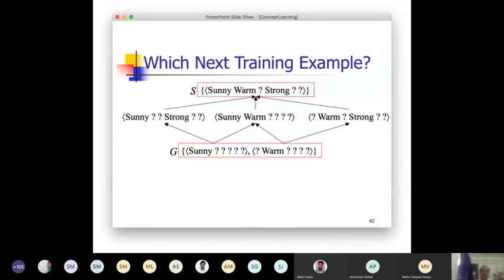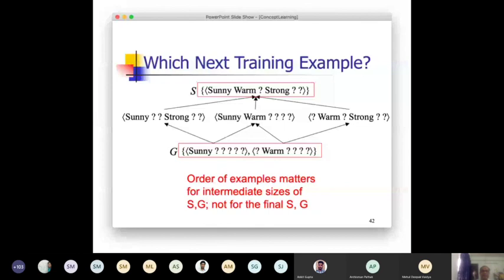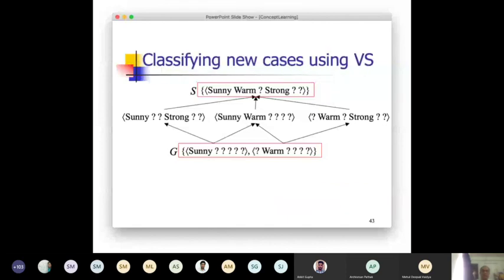And just to summarize, the order of examples matters for intermediate sizes of S and G, but not for the final specific boundary and general boundary.